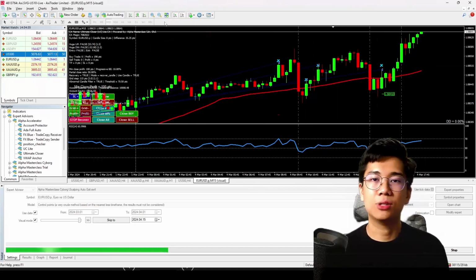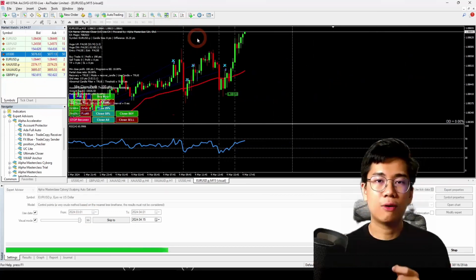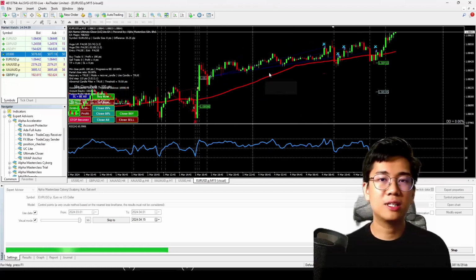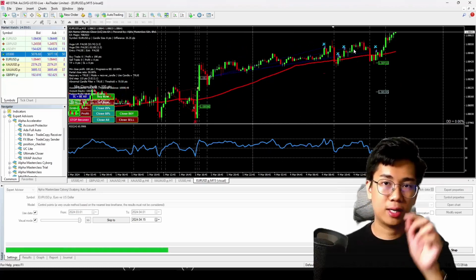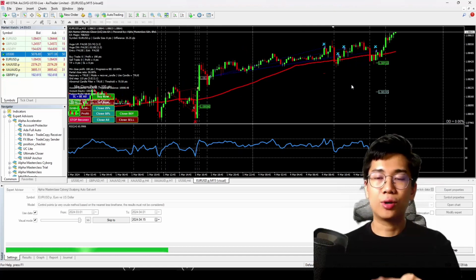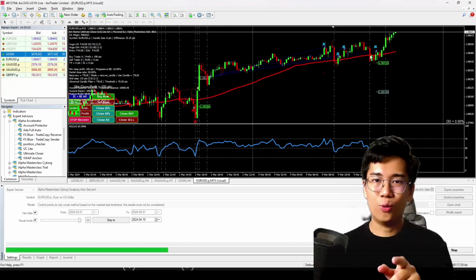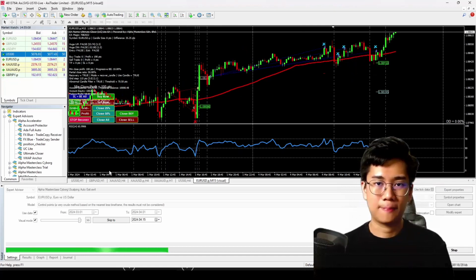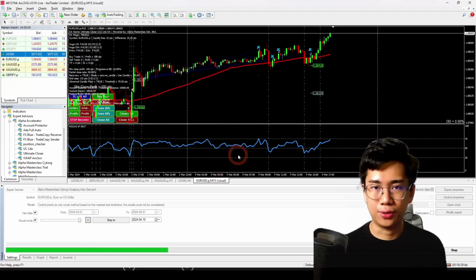And this is much better than doing it manually, because when we do it manually, it's super duper difficult for a human, what we call human attention, to always watch the chart and close at the peak. But the robot can do it for you.